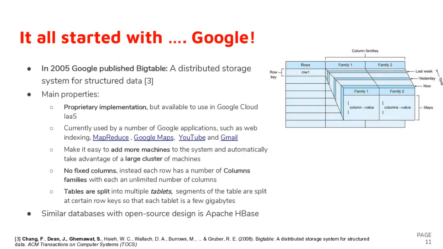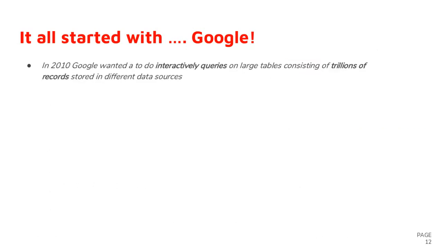And then you also have the time dimension. Properties of each row are stored into one or more column families. And then you can also have a different version based on which day the data was updated. A similar database with an open source design that's based on the original paper of Google is Apache HBase. Again, a big leap forward within distributed computing, designed to handle that web scale type of data.